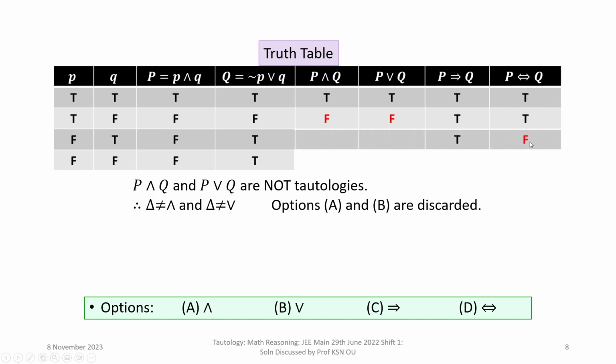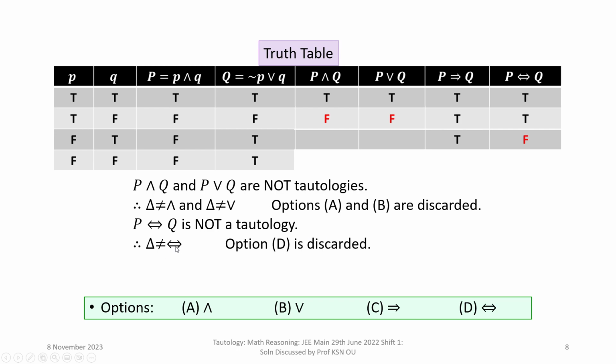Now, this connective if and only if is not a tautology. Why? If it is a tautology, you must get all true: T, T, T, T. But we got an F. Therefore, it is not a tautology. P implies and implied by Q is not a tautology. Thus, delta is not equal to if and only if. Thus, option D is eliminated.